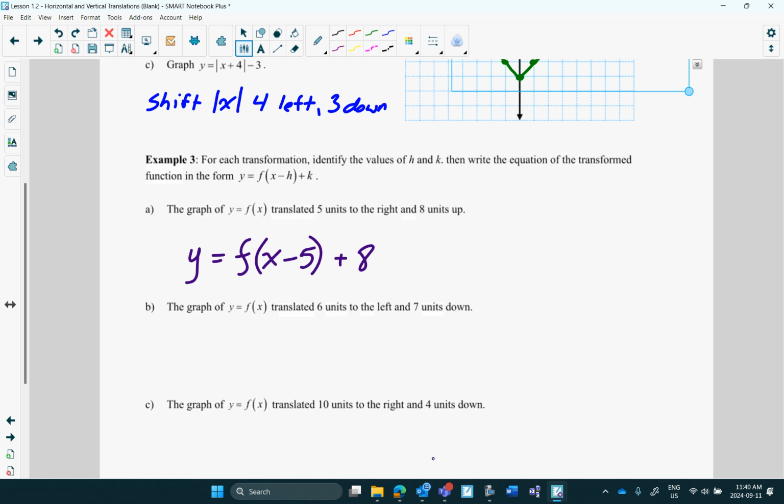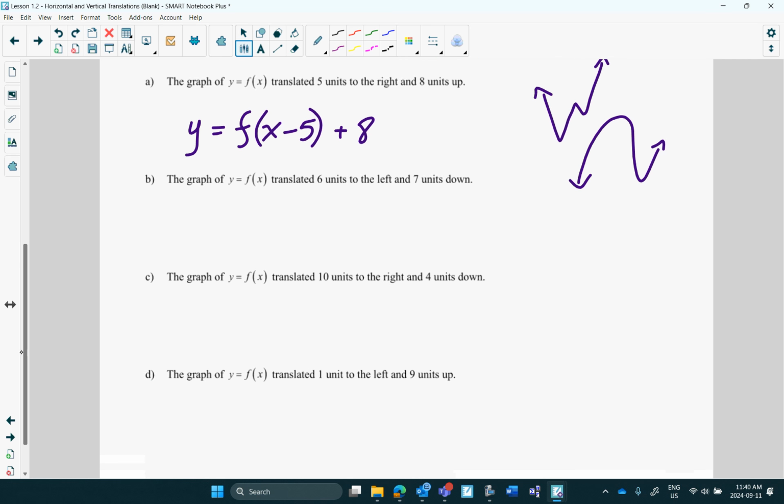Yeah, so no, we're not talking about a specific function, not a quadratic, not an absolute value. We're just talking about some function. It could look like this. It could look like this. We have no idea what it looks like. All I know is that if I want to shift it to the right, I have to put that -5 in parentheses with the x. And if I want to move it 8 up, I got to put a plus 8 on the end. So what would this one look like?